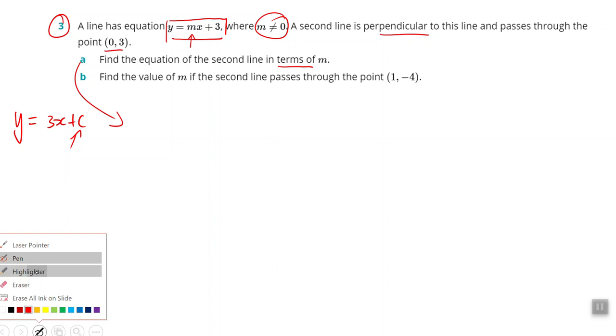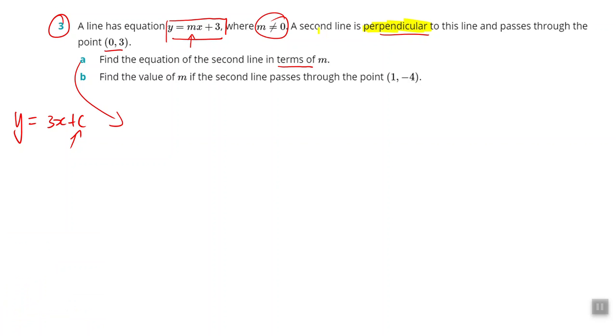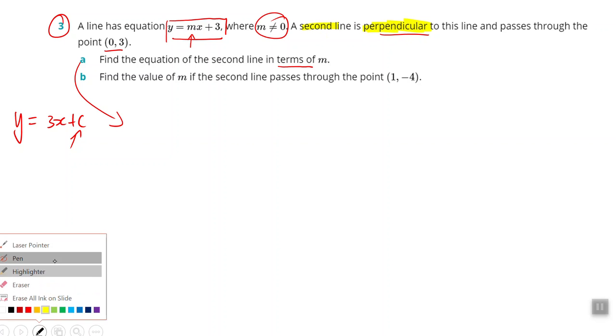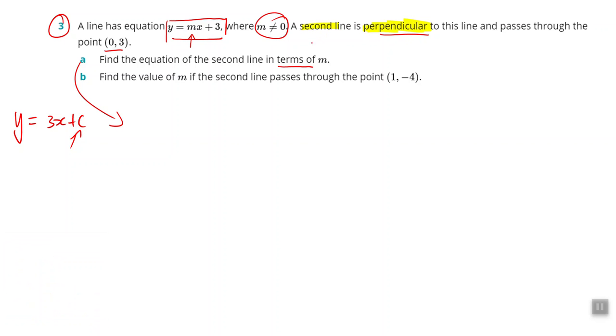Highlight the keyword: perpendicular. We have a second line that's perpendicular to this line. Now if the gradient of my first line, m1, happens to be m, then my m2, remember the trick? Just because we don't have an actual number to work with doesn't mean we can't still use it. We flip the original gradient. My original gradient was m, so I flip it and change the sign to become -1 on m.